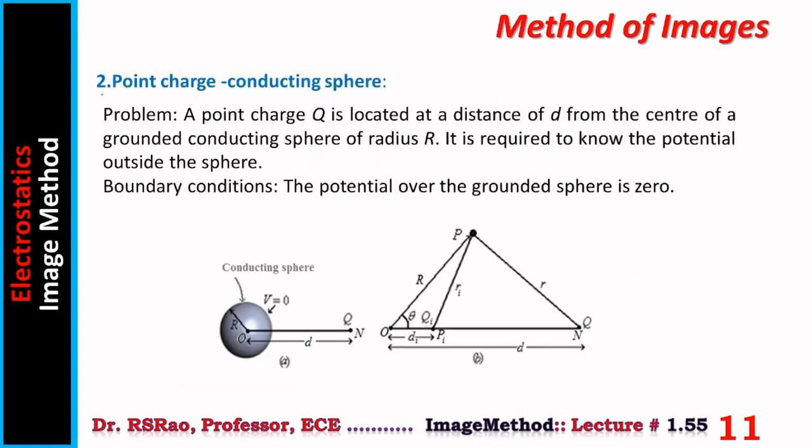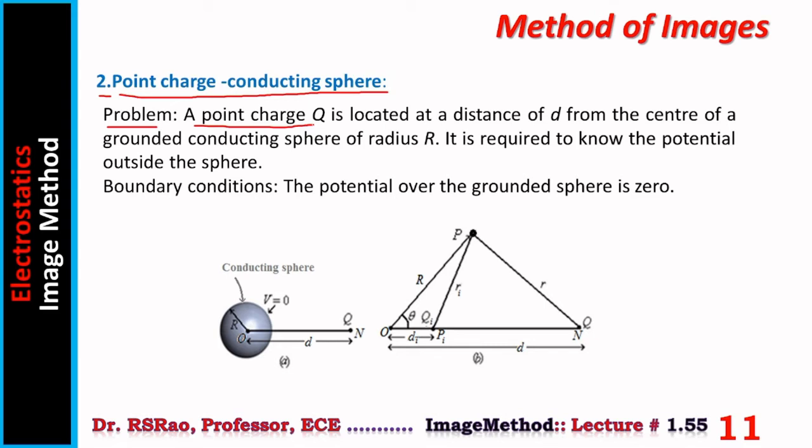We consider another configuration, a point charge and a conducting sphere. The problem is this: a point charge q is located at a distance of d from the center of a grounded conducting sphere of radius r. It is required to know the potential outside the sphere. Inside the sphere or over the surface of the sphere, there is no need to do any calculation to know the potential. The reason is that it is a perfect conductor, and it is grounded.